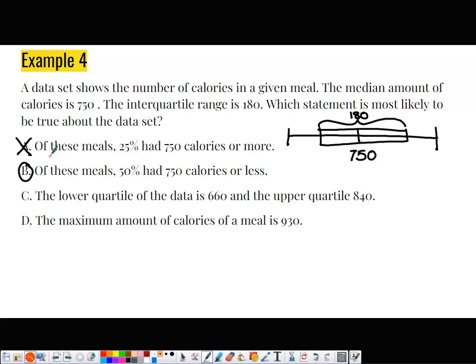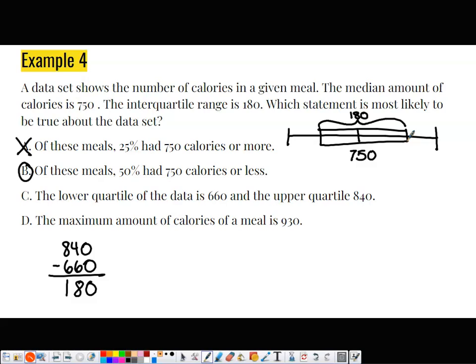Option C, the lower quartile of the data is 660, and the upper quartile is 840. Okay, so let's see what's going on here. IQR is the difference between the upper quartile and the lower quartile, right? If I take this 840 and I subtract 660, let's see what happens. So we have 840, and we're subtracting 660. Okay? Well, what is that difference? It actually is 180, okay? Which is the IQR.